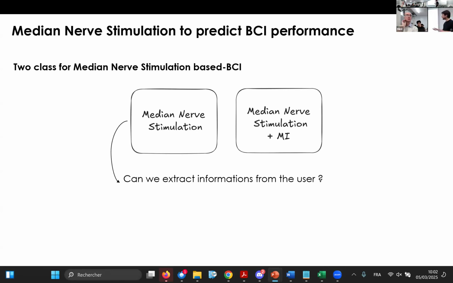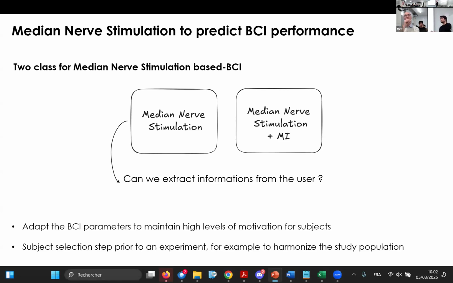So in other terms, if I passively stimulate the median nerve of a subject, is it possible, by analyzing the ERD and ERS pattern after median nerve stimulation, to tell if this subject is good or bad with the BCI? So it could be very useful for the BCI community, for example, to adapt the threshold to maintain a high level of motivation for subjects, but also to harmonize a study population before an experiment. For example, if I want to understand more why good performers are good, maybe I would like to select only good performers in a BCI experiment.